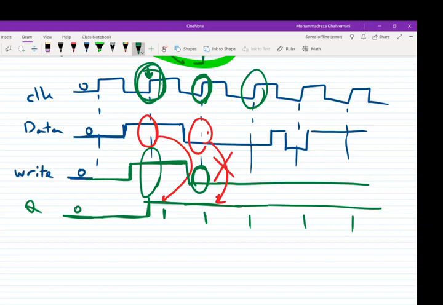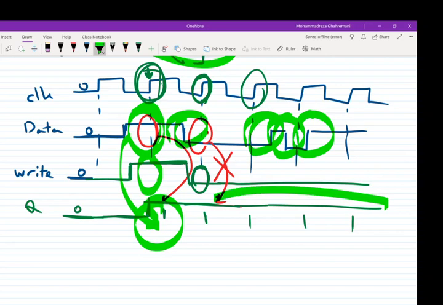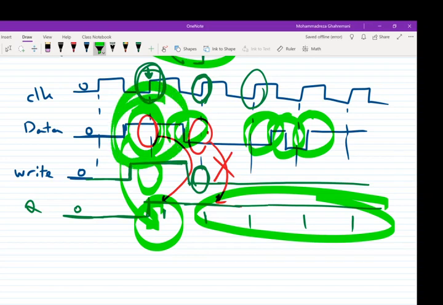So if we look at this timing diagram, we see that by activating the write signal at this moment, we store this data in the output, and the upcoming changes of the input don't change the output because the write signal is deactivated. So we can say that we stored this data D at this time.